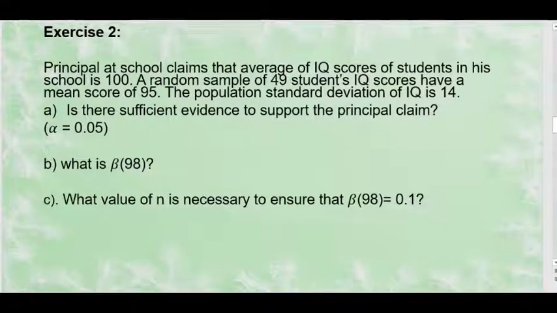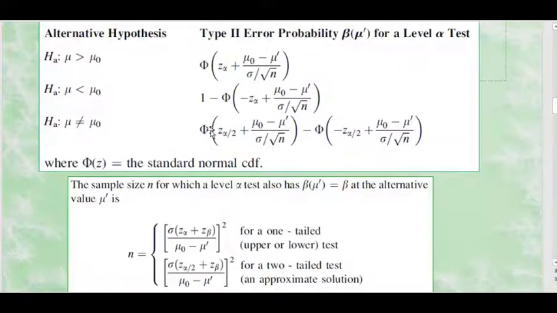Again, part B, what is the type 2 error for mu prime equal to 95? We have a two-tailed test. If you look at the formula for the two-tailed test, to calculate type 2 errors, we need to use this formula. Here they are the same. Here we just have Z alpha divided by 2. Here is minus Z alpha divided by 2.